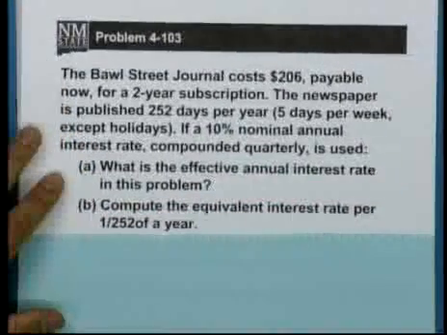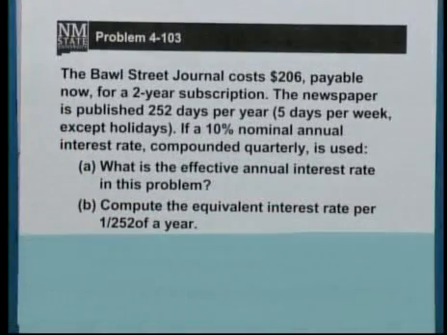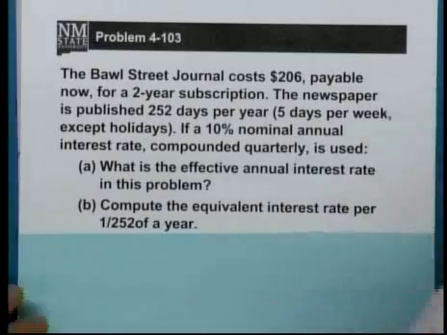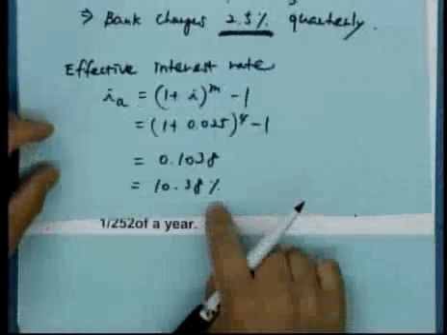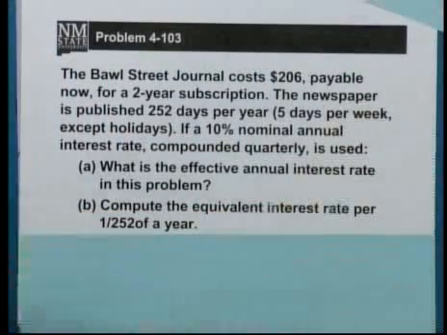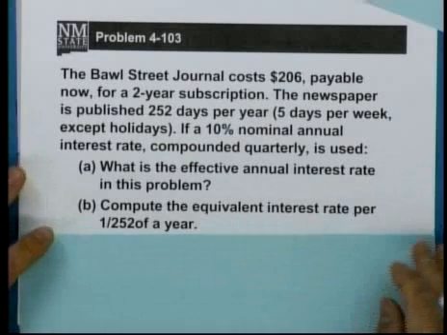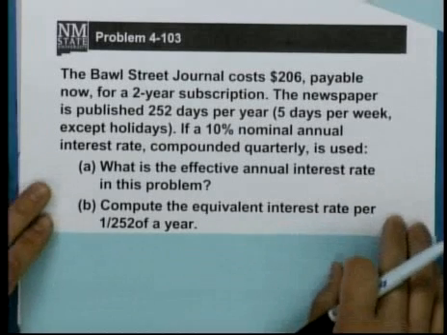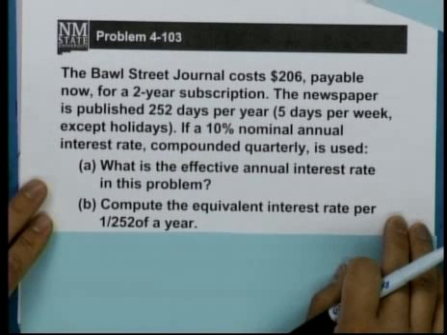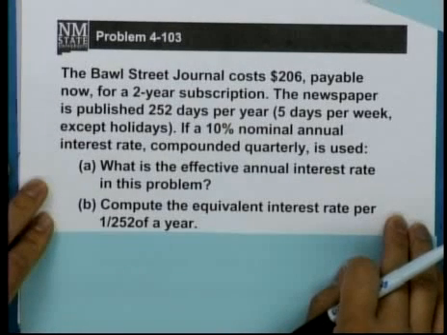What about part B? Compute the equivalent interest rate per 1/252 of a year. Because the effective interest rate is 10.38% from Part A, we may look backwards to compute the equivalent I value for 1 over 252 of a year.